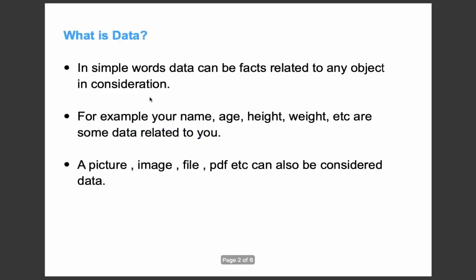First of all, what is data? In simple words, data can be a fact related to any object in consideration. If we consider a human object, then name, age, height, weight, etc., anything that can define a person is data. Data has many formats. It can be text, number, picture, image, file, PDF, etc. All of that can be considered as data.